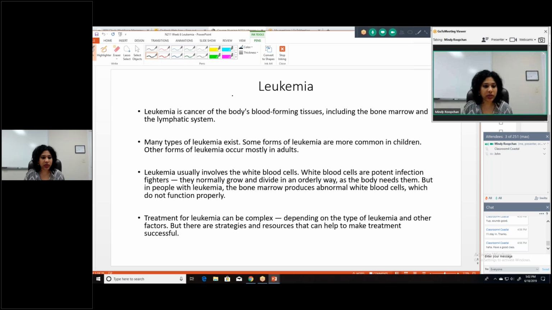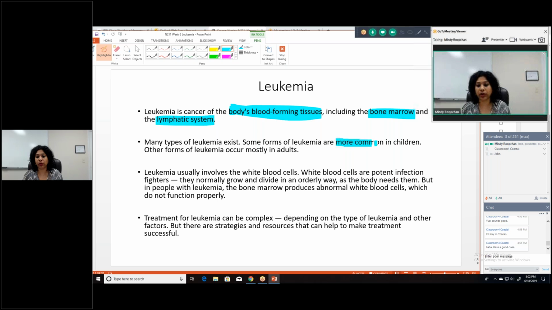So for the first one with leukemia, it is a cancer of the body's blood-forming tissues. That's what leukemia is. And if you think of leukemia, think of leukocytes. We think about leukocytes as your white blood cells. So go back into your A&P and think about leukemia and leukocytes, and it's the blood-forming tissues, including bone marrow, including lymphatic system. So I want you guys to think about blood. Think about with leukemia, there's different types that exist.